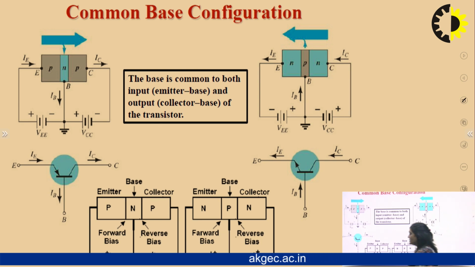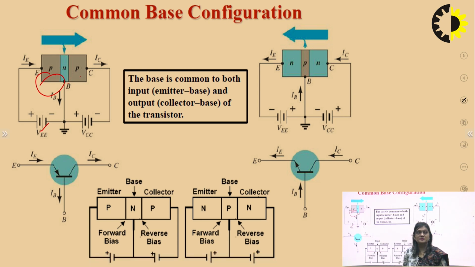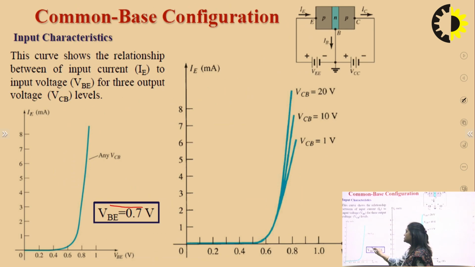So here this is a common base configuration. I have already told you that this is our PNP transistor: this is emitter, base and this is collector. The input circuit is always in forward bias. So emitter and base is the input circuit, in forward bias, and base and collector circuit is in reverse bias. So we have understood that holes will come from the emitter to the base, some of them can recombine, and the rest of the holes will be collected in the collector region.